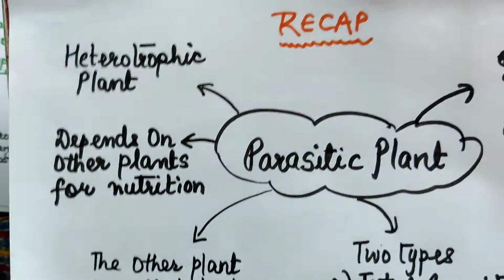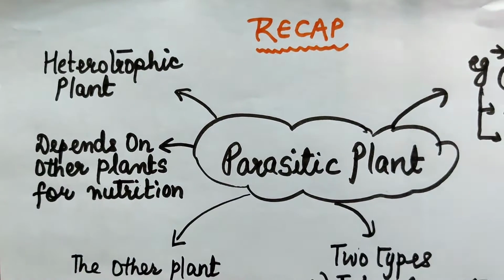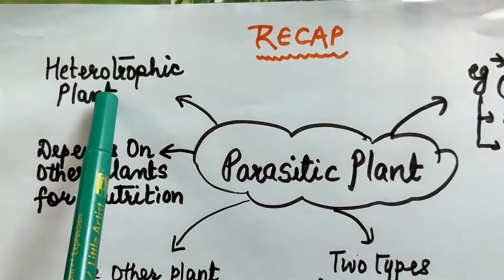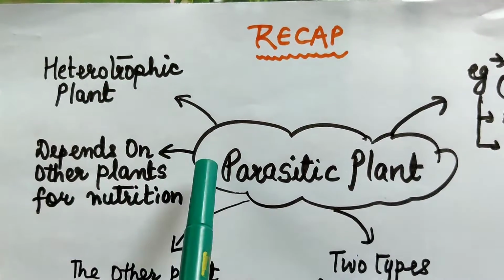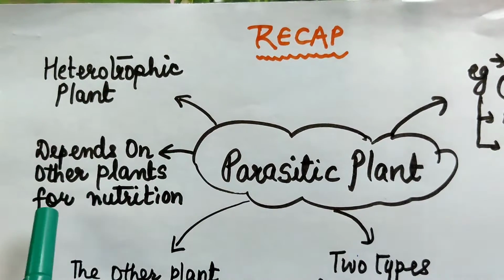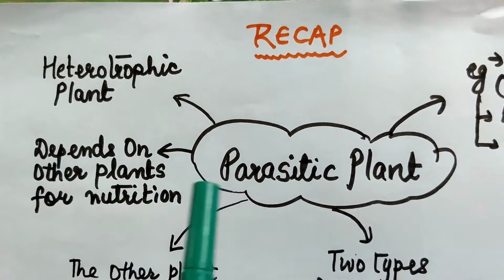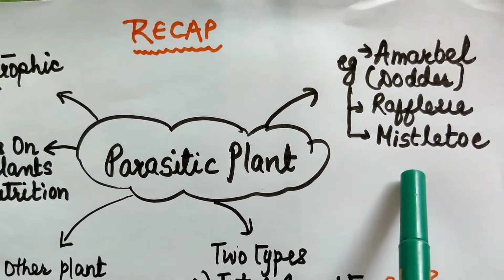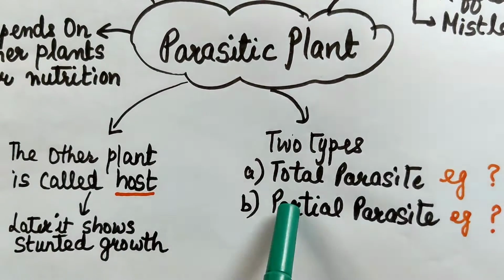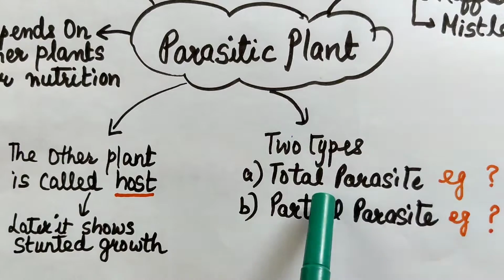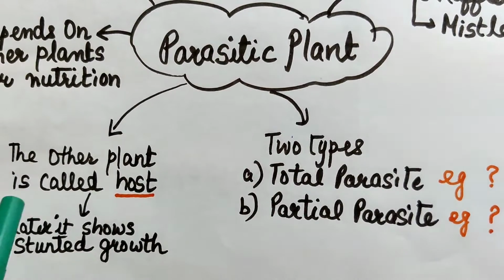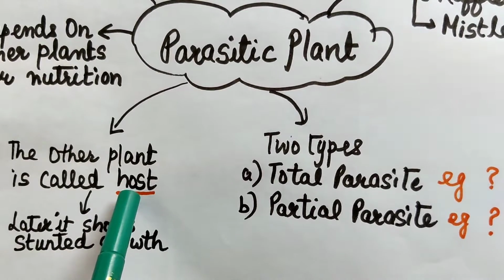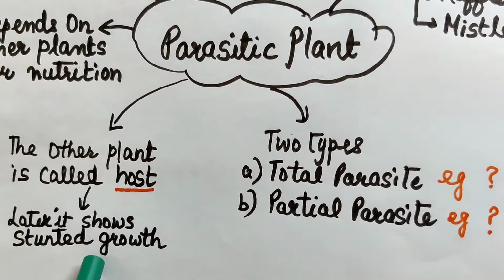This is our revision sheet. Now what you can see, the parasitic plant. What type of plant is this? It is heterotrophic. Why heterotrophic? Because it is depending on other plants or organisms for nutrition. And what are the examples? Amarbel, the Rafflesia, the mistletoe. Then what are the two types? It can be a total parasite, it can be a partial parasite. The plant on which it is growing will be called the host, and the host will later on show stunted growth. Stunted means stopped growth.